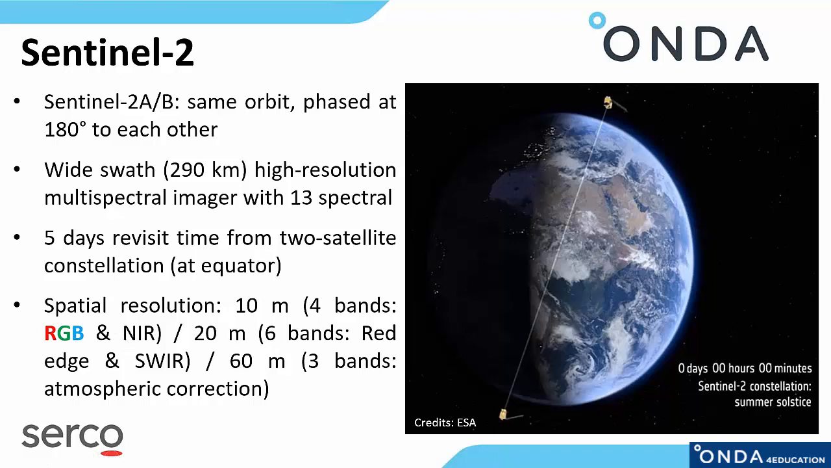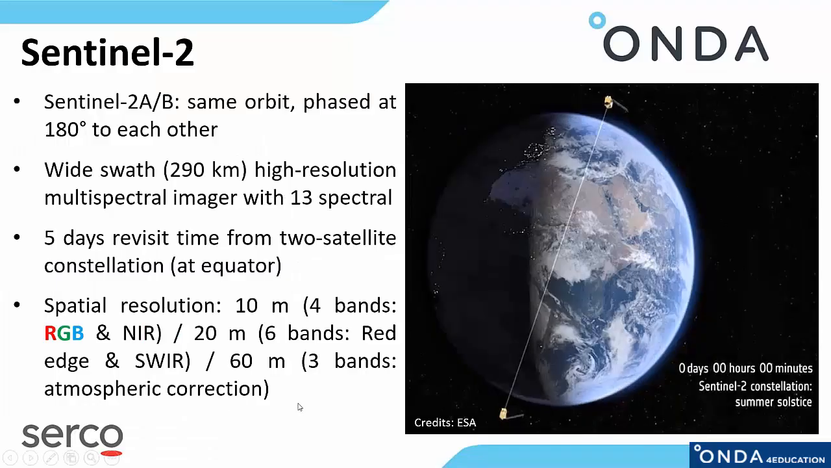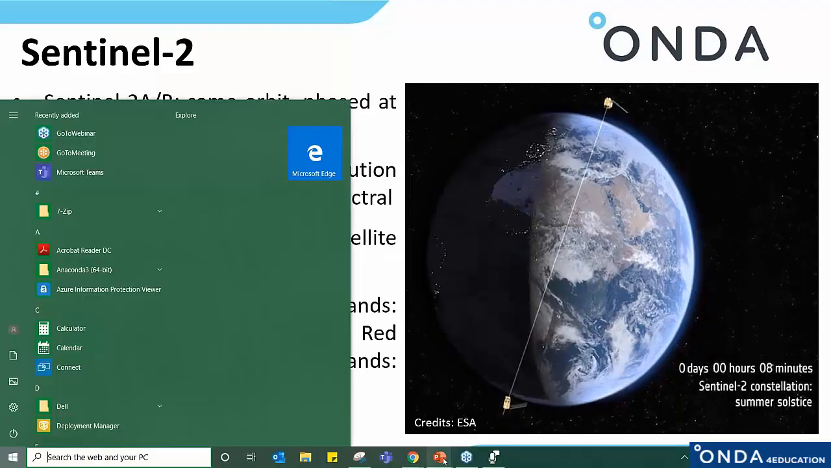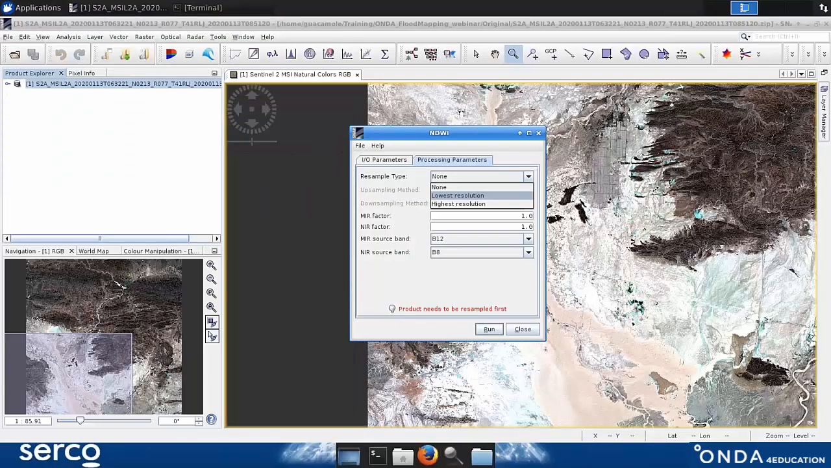And then we have 3 spectral bands, 1 and 10, that are used for atmospheric correction and that are delivered to the users at 60 meters. However, this doesn't matter because those bands are not intended for any land application. They are intended only for the atmospheric correction. So we don't need them.